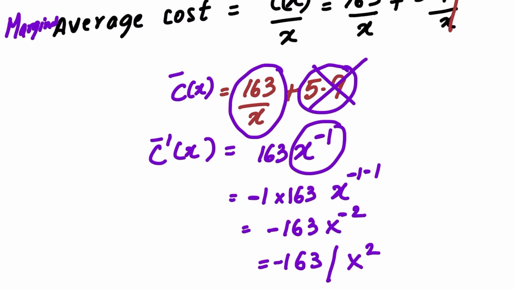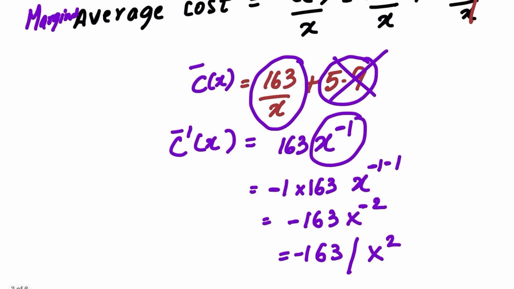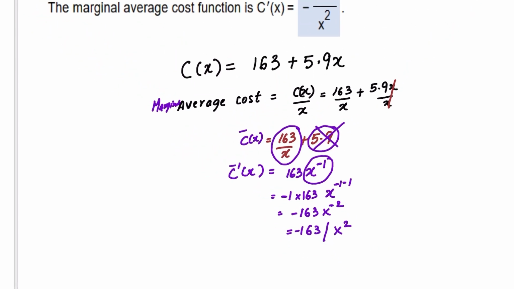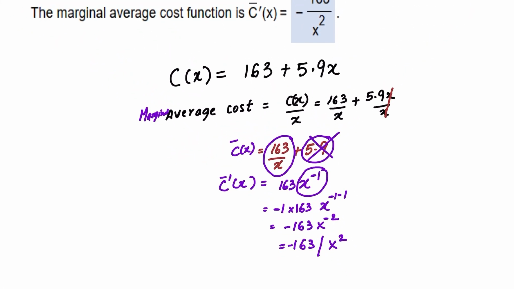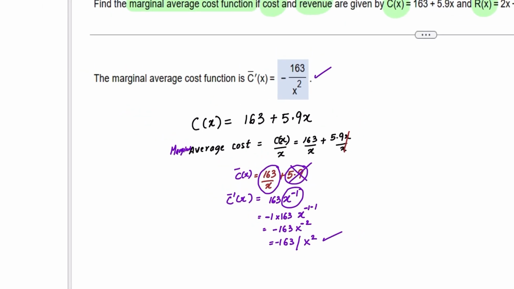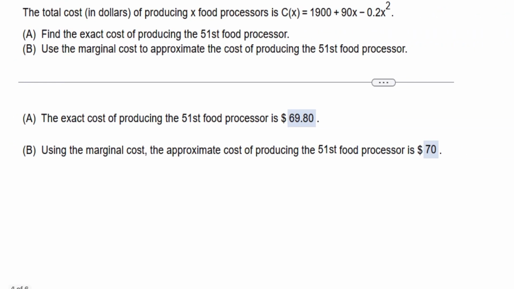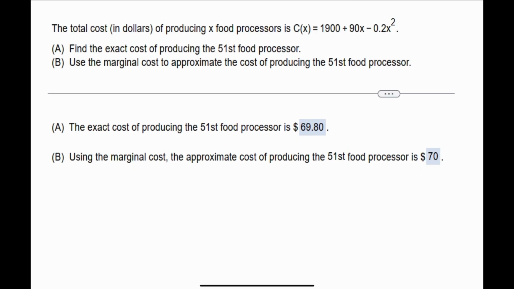And now let's see if that matches. It does. So it's negative 163 over x squared. All right, now let's take a look at the next problem here.